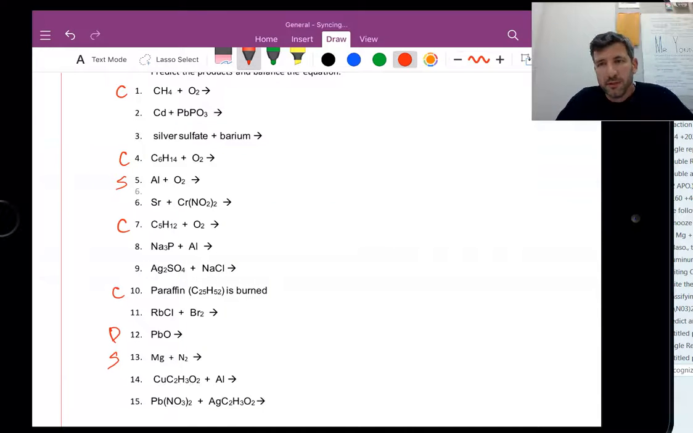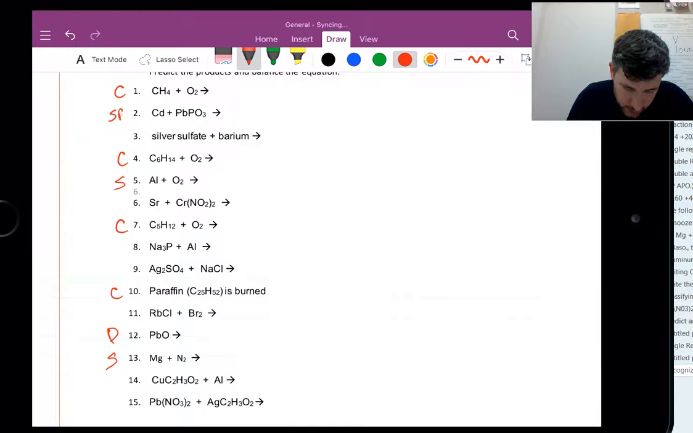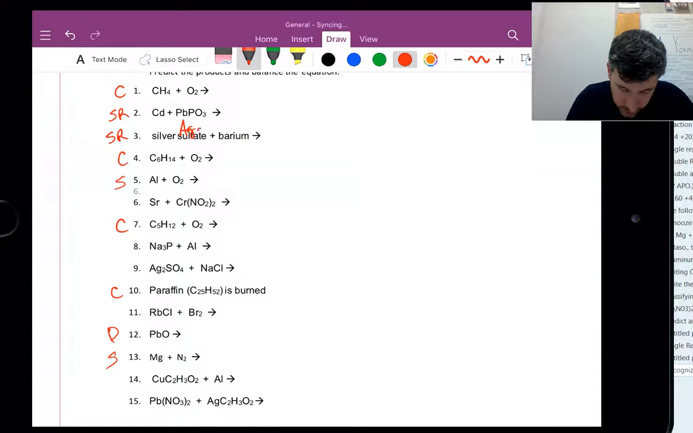All right, how about single replacement? Single replacement is an element other than oxygen reacting with a compound, and that compound is usually an ionic compound. So see if you can identify all the single replacement reactions. Okay, so you should have picked, and I'll say SR for single replacement, number 2, number 3, even though it's given to you as a word equation. You should be able to tell what silver sulfate is, and barium. Silver sulfate would be Ag2SO4, and barium would just be Ba. But that's single replacement because it's a compound and an element. It doesn't matter which one's listed first.